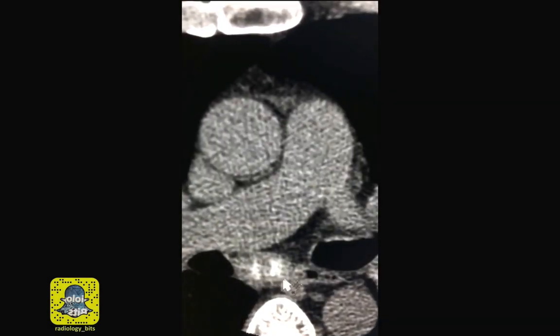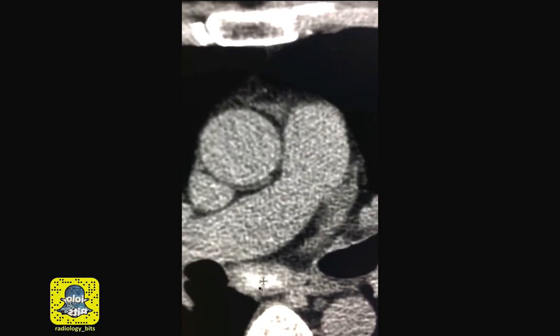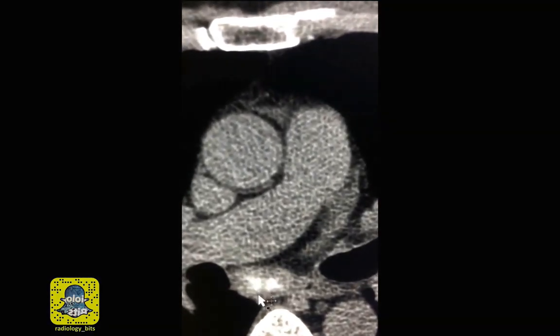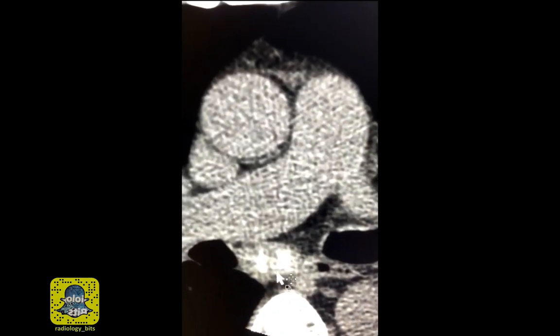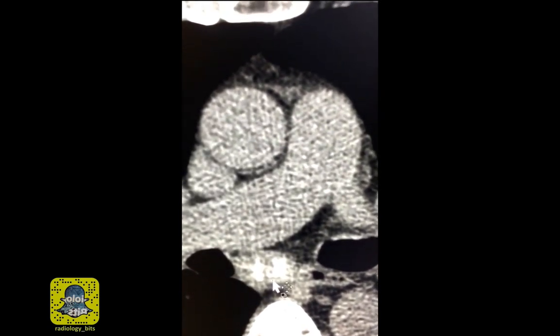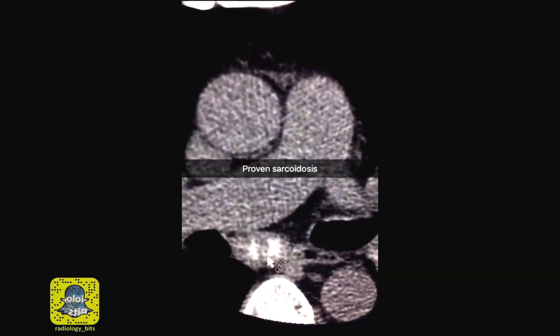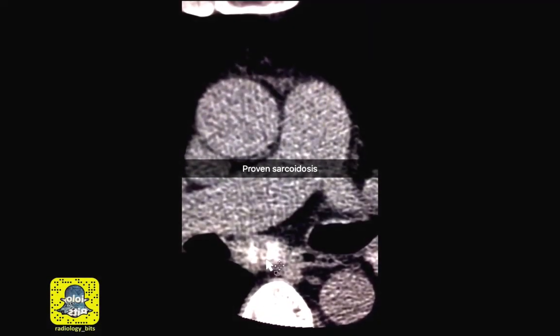Now, a note for the senior residents: whenever you see this smudgy, ill-defined appearing type of calcification, think about sarcoidosis. Although sarcoidosis would be higher on your list with this appearance, don't exclude the other common entities that we just mentioned. This turned out to be a case of proven sarcoidosis at the end.